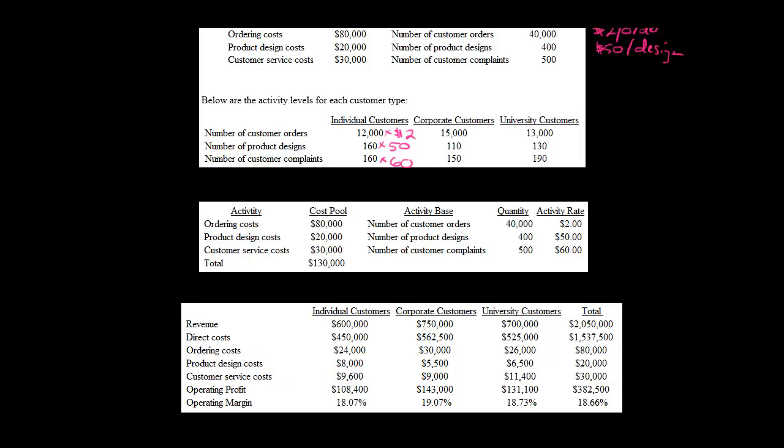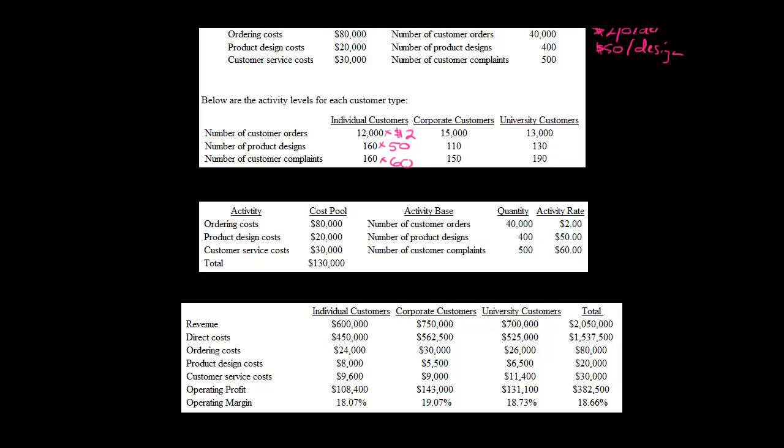Okay. Now, when we go and take the revenue minus all these costs, that gives us an operating profit for the individual customers of $108,400. Okay. And so if you were to divide this profit, by the way, by the sales revenue, you would get an operating margin of 18.07%, just in case you're curious. So now we can go with the corporate customers and the university customers.